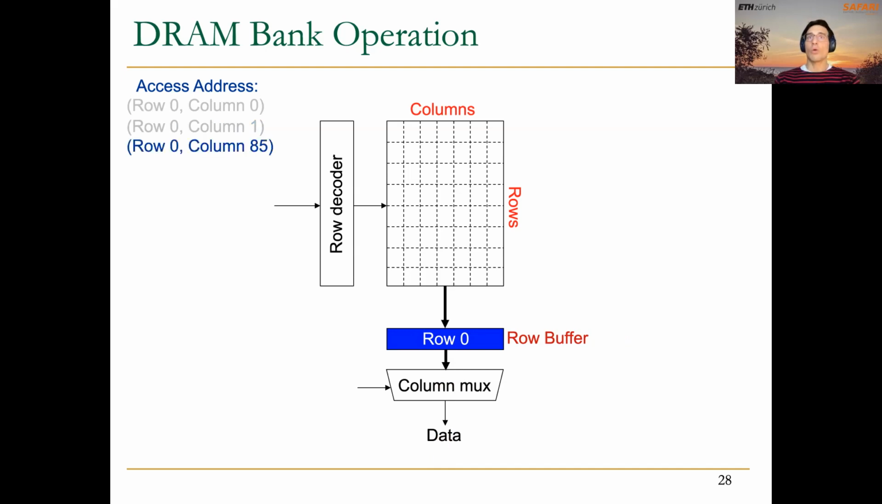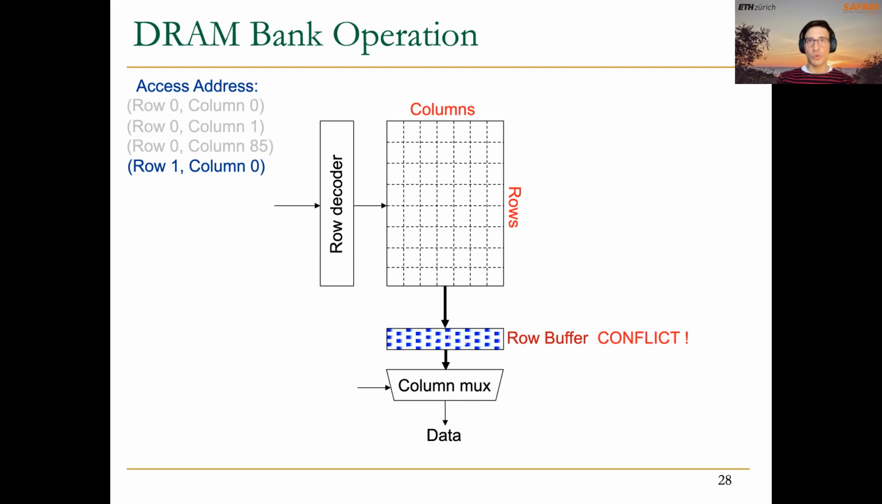So next, we want to access column 85 in row 0, and again, we have a row hit. By activating column address 85, we read the corresponding element. But observe that our next access is now to row 1. So that means that we cannot use row 0 anymore, which is already stored in the row buffer. We have what we call a row buffer conflict.